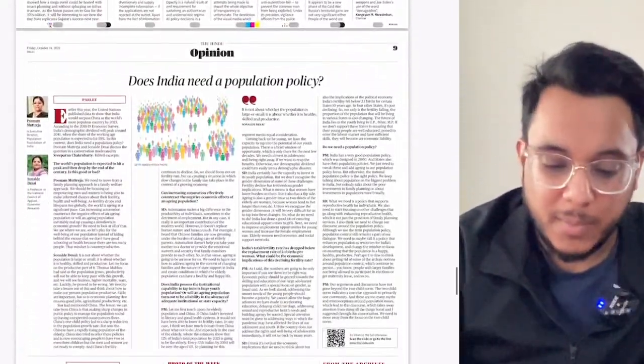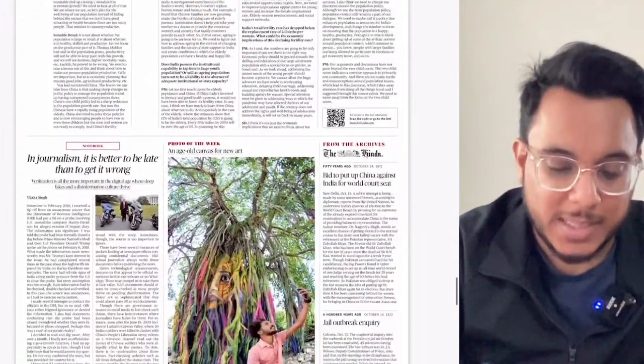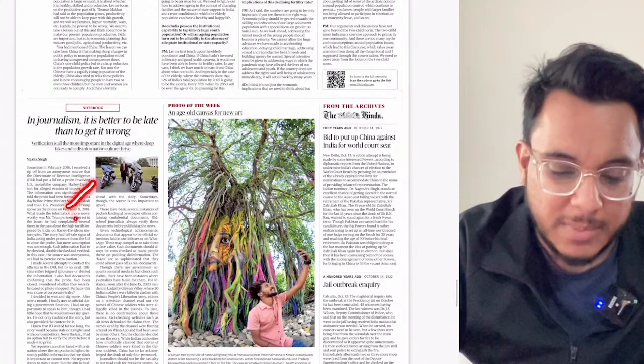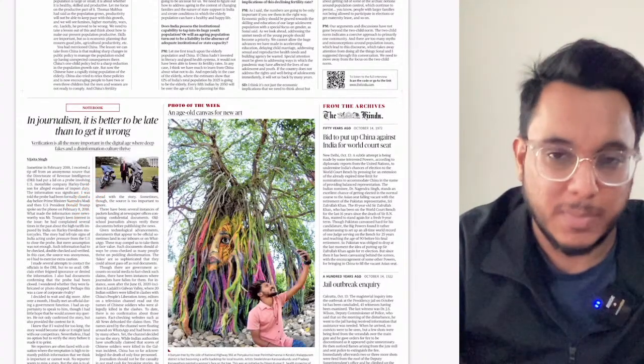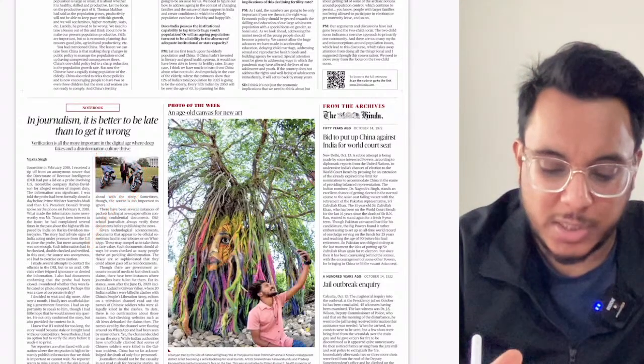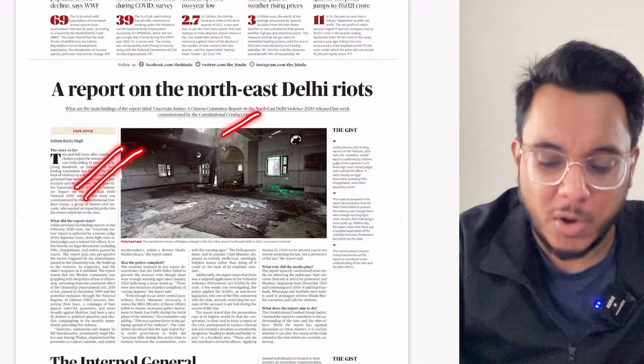Okay, then moving on, does India need a population policy? So we'll see this particular article as what it is talking about. In journalism, it is better to be late than to get it wrong. So this is a notebook article where some personal accounts are given for UPSC, not important. Then text and the context page, the report on the Northeast Delhi riots.